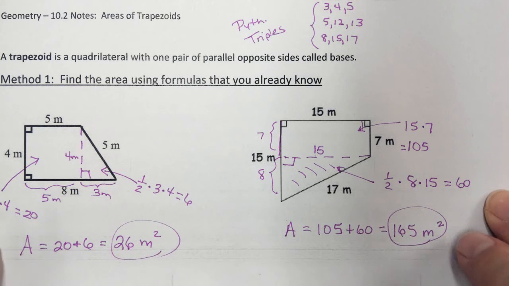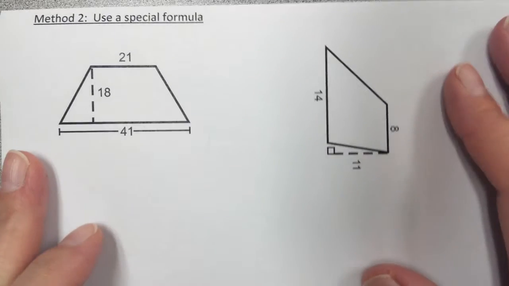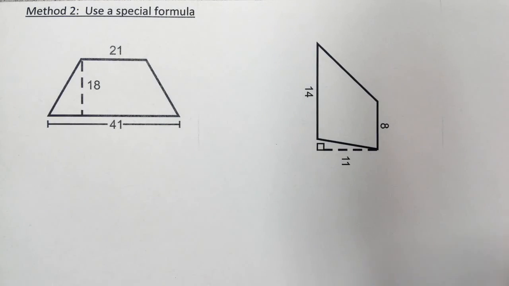Okay, let's take a look at the second method. There is a formula for area of a trapezoid.